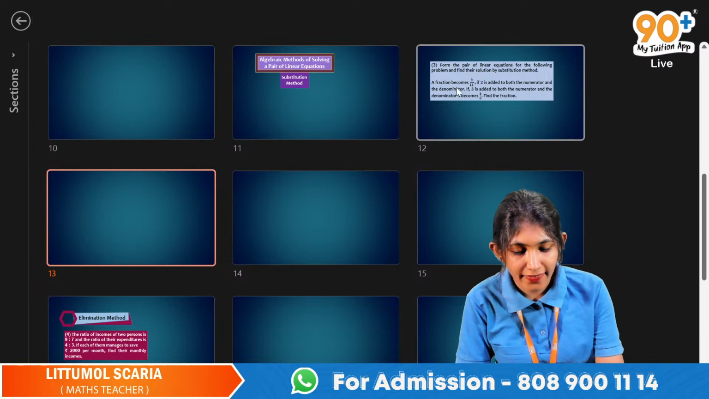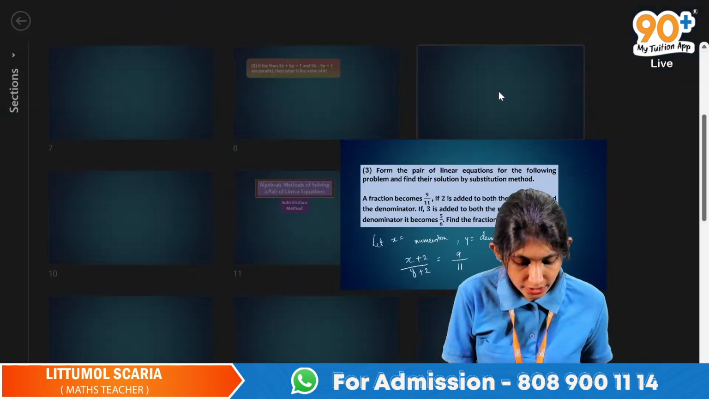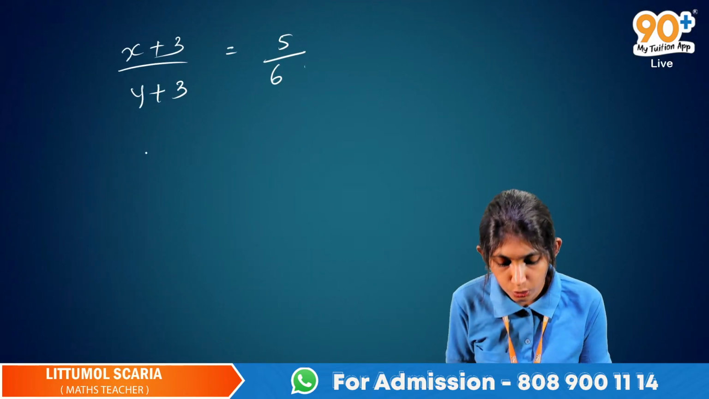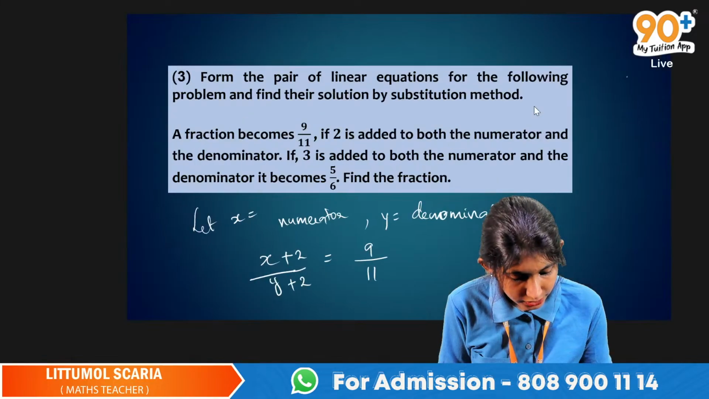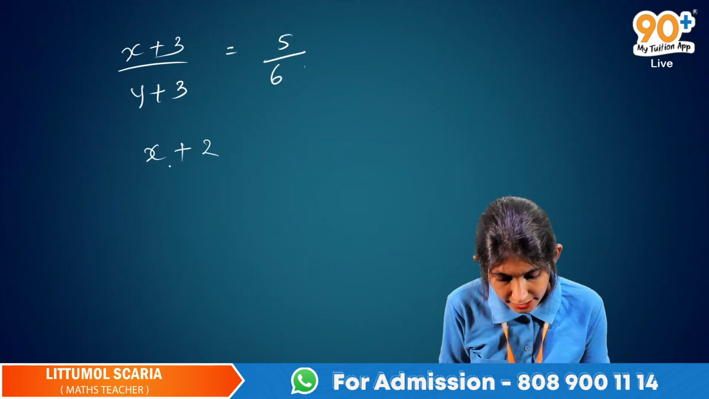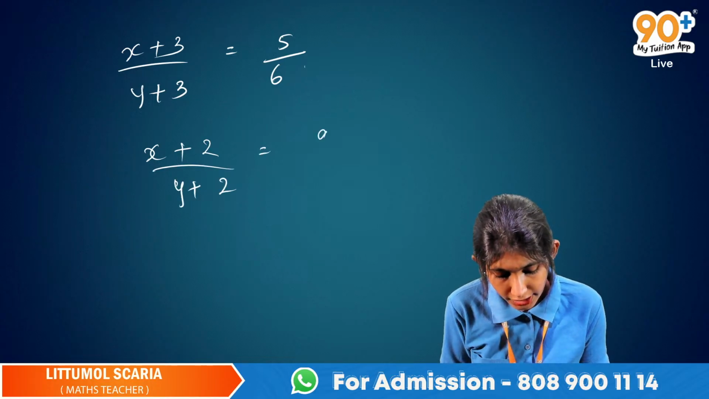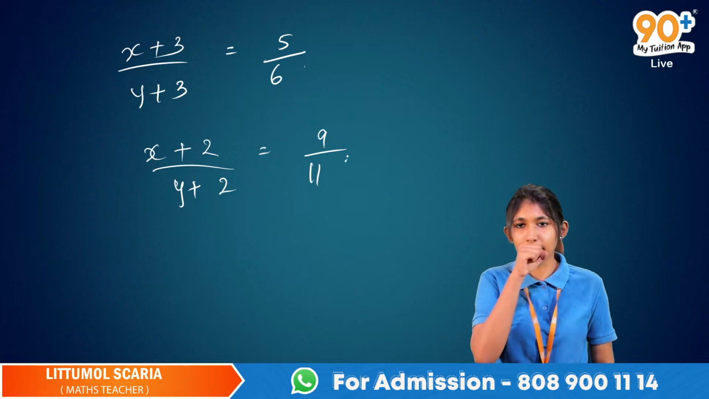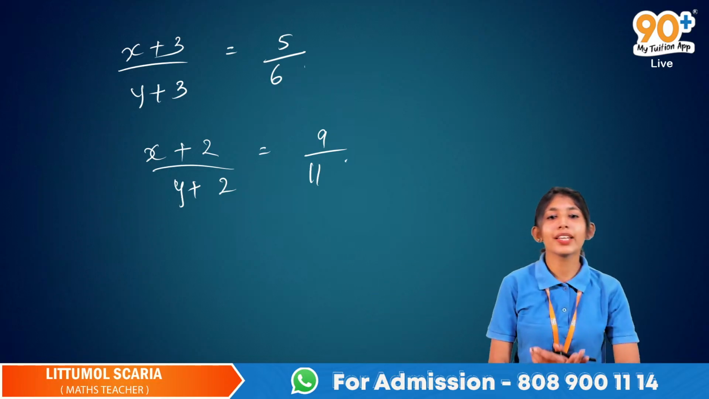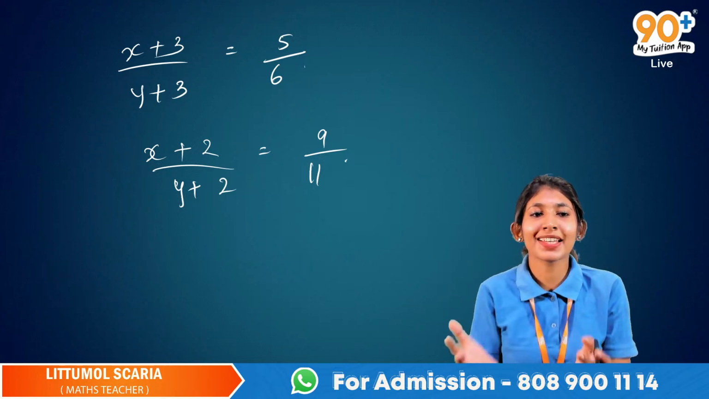Now we have to solve this with the substitution method. So what is the first equation? We know that if it is in standard form there is no problem. But what has happened here? We have a fraction: x plus 2 by y plus 2 is equal to 9 by 11. This is the first equation. What to do? We have to remove the fraction. Even though the answer is a fraction, when we solve we don't like fractions.